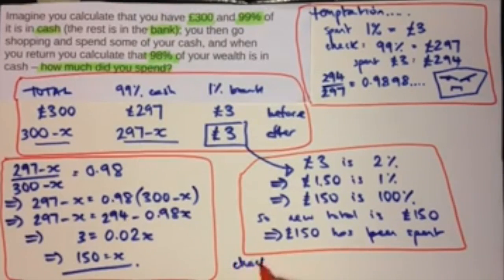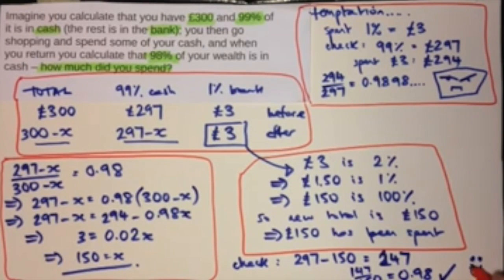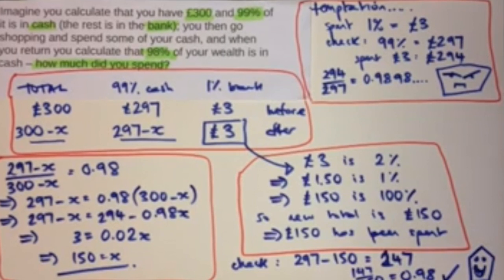Either way, we should check whether this gives us the answer we want. Well, that would leave us with £147. 147 over 297 is 98%. We prove that we are correct.